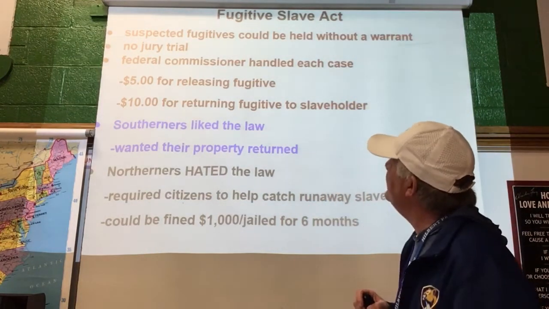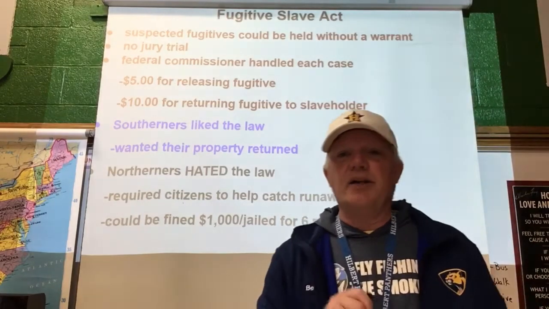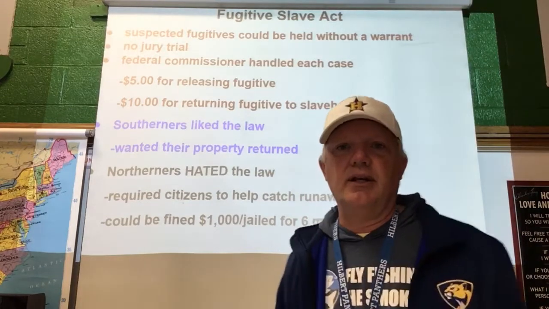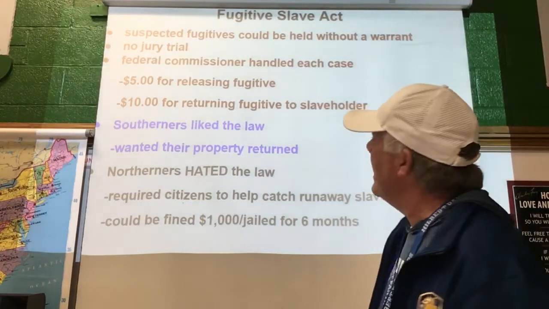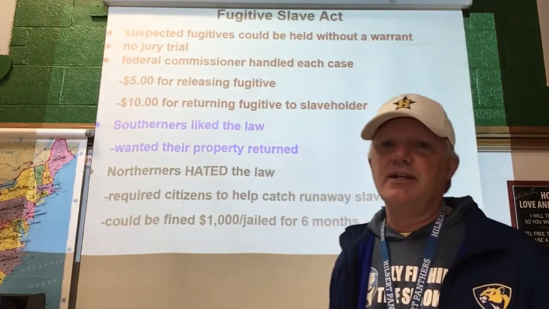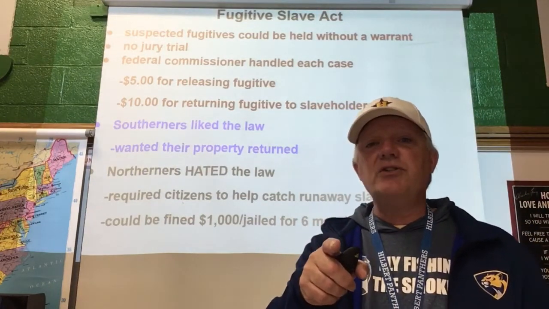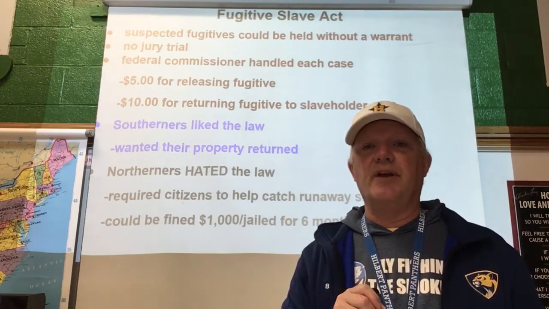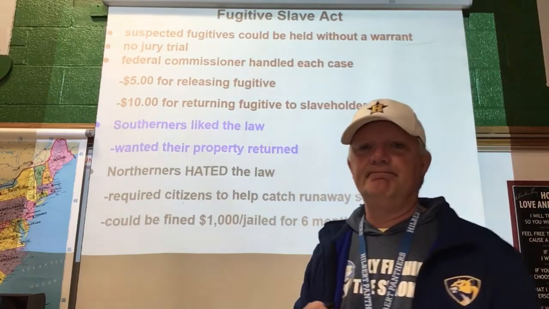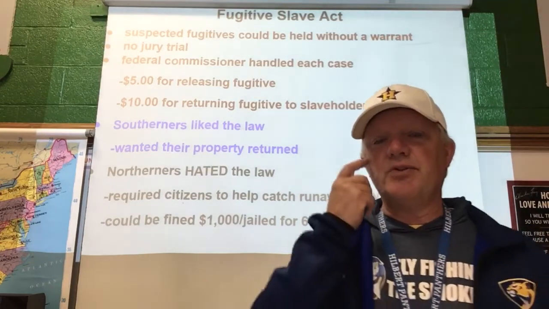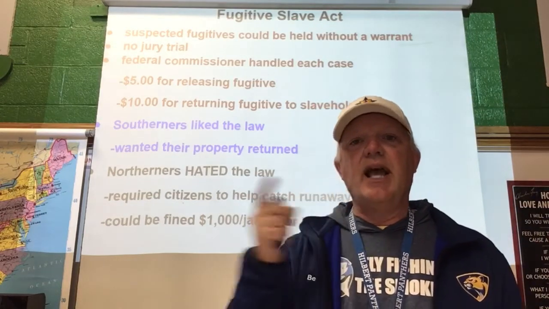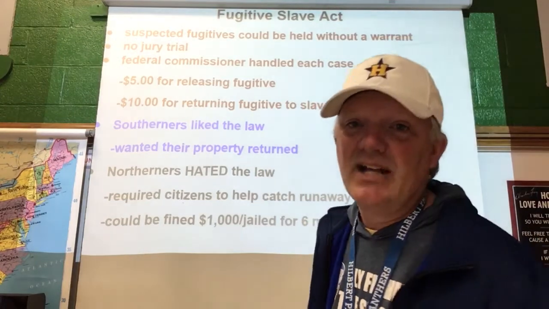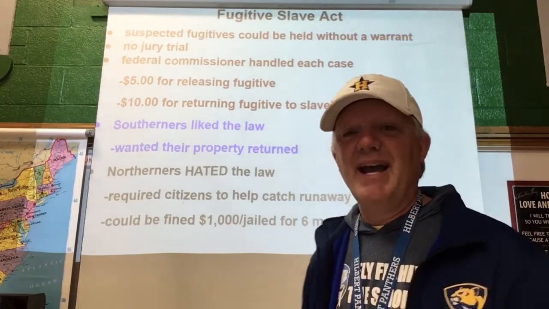Under the Fugitive Slave Act, a special system of courts was set up that dealt just with escaped slaves or fugitive slaves. And a federal commissioner would handle each case. If the federal commissioner listened to the case and freed the person in front of him, he received $5. If he determined that the person in front of him was indeed an escaped slave and he returned them to the South, he got $10. So a little financial incentive there to send people back.